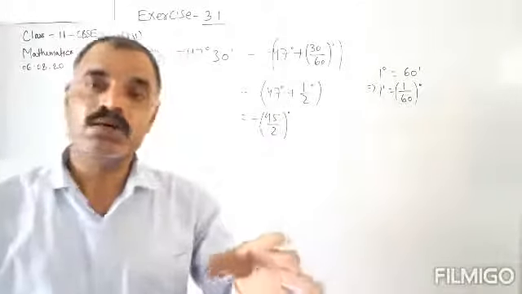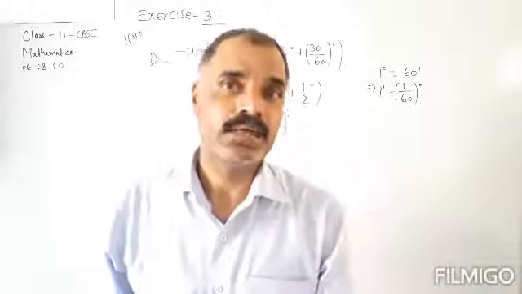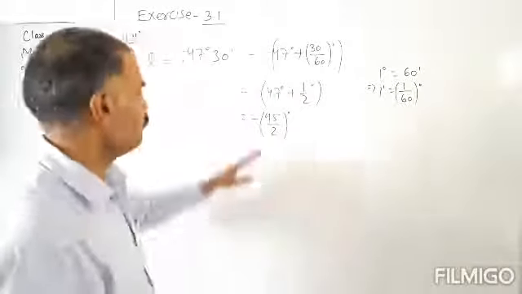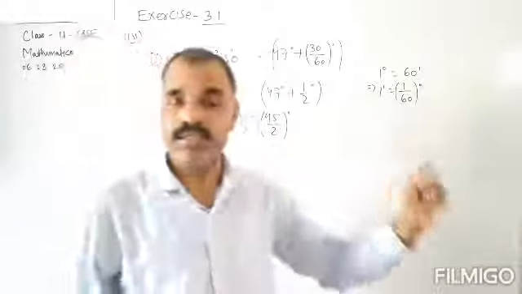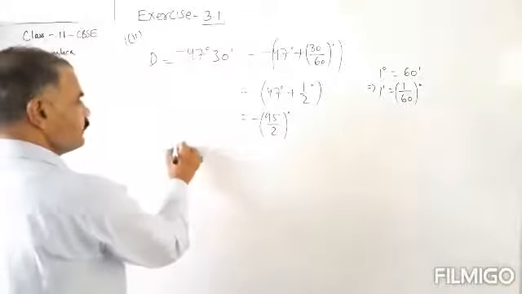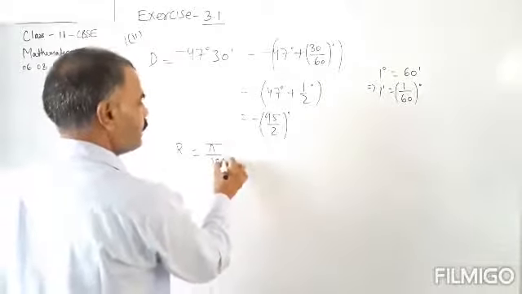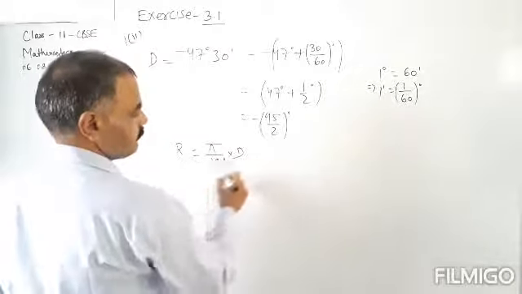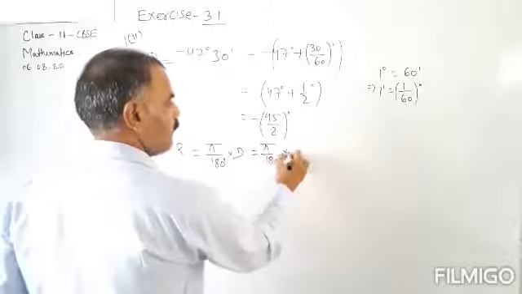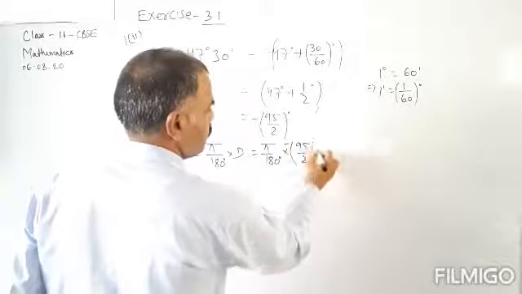So the minute has been changed into degree, since 1 minute equals 1 by 60 degree. Now we will change this degree into radian measure. The radian measure is pi upon 180 multiplied by the degree measure, so pi upon 180 multiplied by minus 95 upon 2.